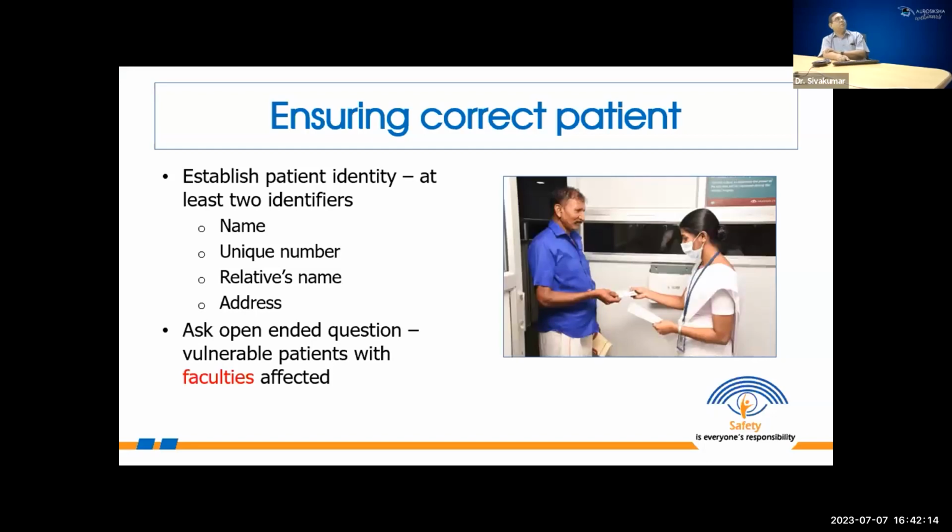So to ensure the correct patient, what we have to do is to establish patient identity. And this was touched upon in the first talk. We need at least two identifiers, the name and the unique number which is given in the hospital, the relative's name and address. We should always ask open questions because we are dealing with vulnerable patients with some blunted faculties who are maybe even hard of hearing or may not be able to understand what we are asking. So we need to ask open-ended questions.